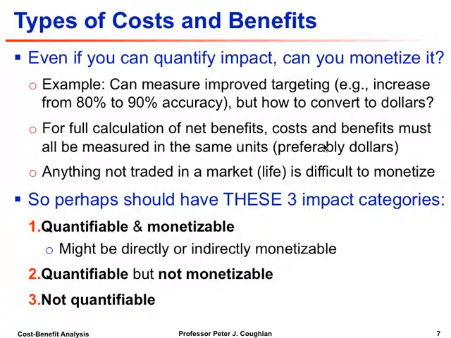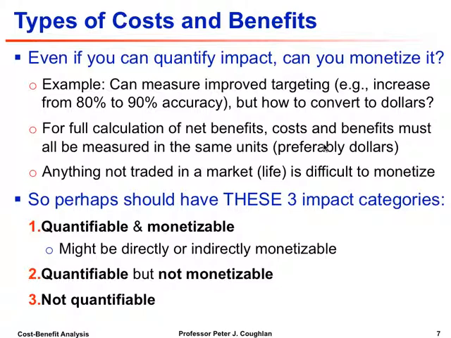So it may be, although in the previous slide we talked about these three categories in terms of things that are easy to quantify, hard to quantify, and no idea how to quantify. Really, probably more important are not just quantifiability, but also monetizability. So perhaps you should categorize things according to the following three categories.